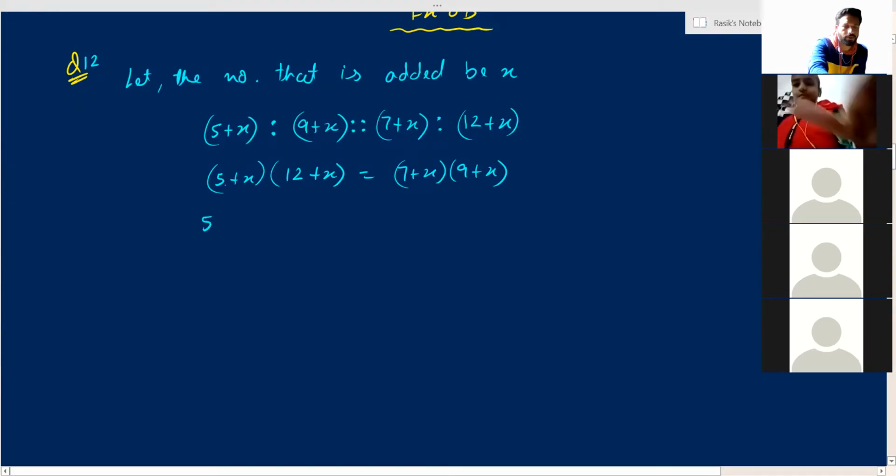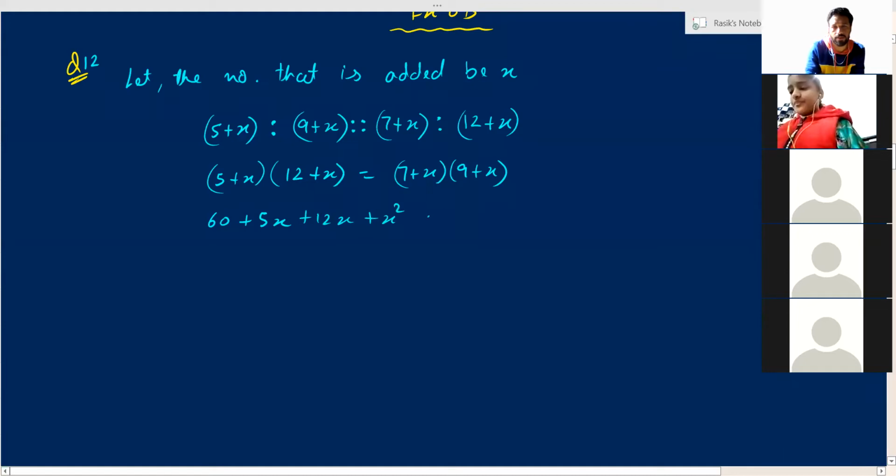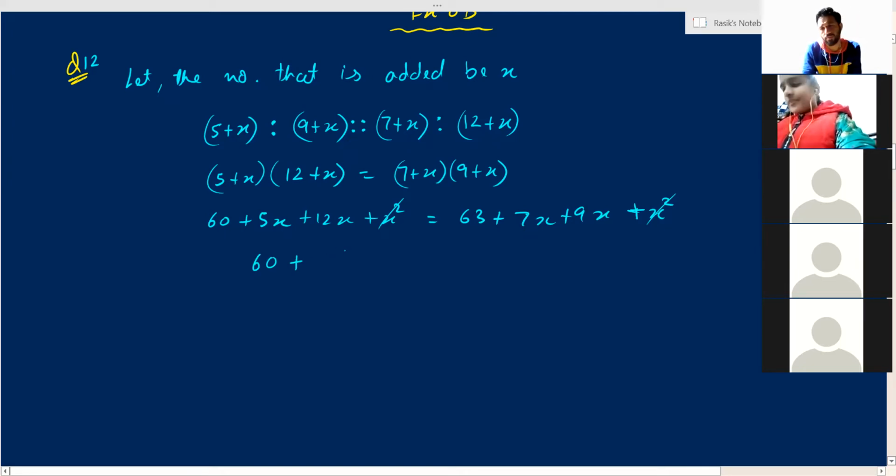5 into 12. What is the product? 5 into 12, so 60. 5 into x, 5x. x into 12, 12x. x into x, x square. On the other side, 63 plus 7x plus 9x plus x square. From both sides you can cancel out x square. So it is like algebraic expressions, exactly like the topic that we have studied, multiplication in algebraic expressions.